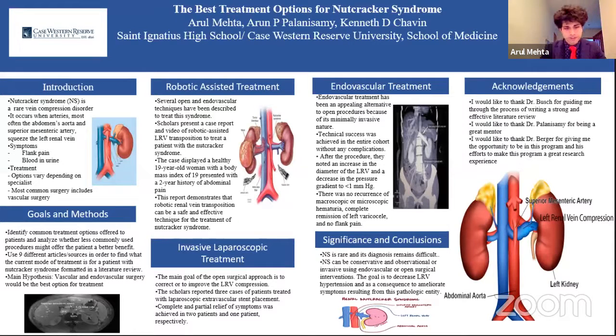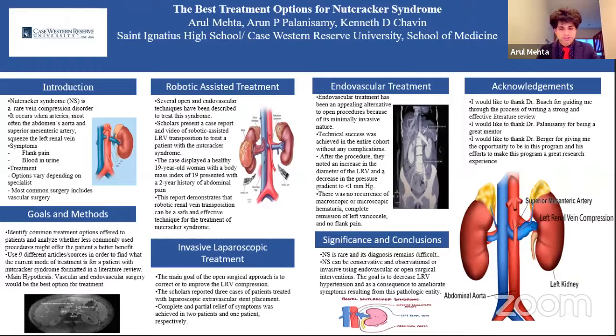Although it's a very uncommon syndrome, it is an essential diagnosis due to the illnesses, problems, and diseases associated with it. So we used the PubMed database to investigate the association between the syndrome and treatment through endovascular and vascular surgery. A total of 9 articles were found with information relevant to what Nutcracker syndrome is, case reports, how it's diagnosed, and how it can be treated. We presented a case report of robotic-assisted left renal vein transposition to treat a patient with the syndrome.